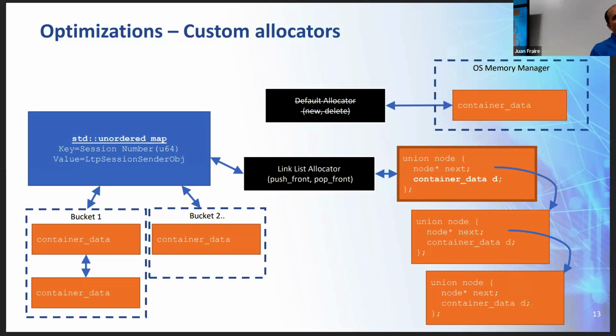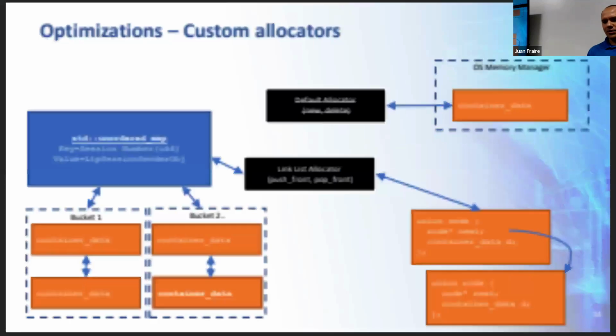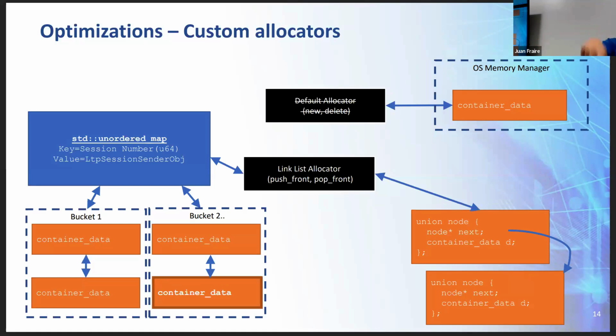So let's say now we create a new LTP session and it's going to get hashed to bucket 2. Our new allocator can pop that top node off and throw it into bucket 2. And now we just bypassed new and delete, and we're recycling memory at this point and saving a lot of those expensive operating system calls.